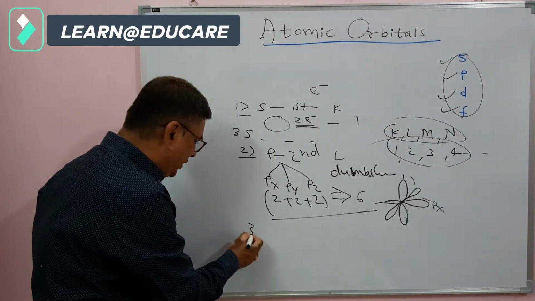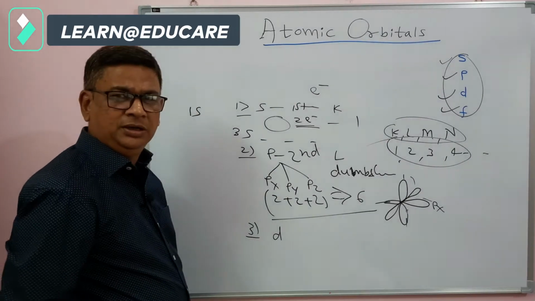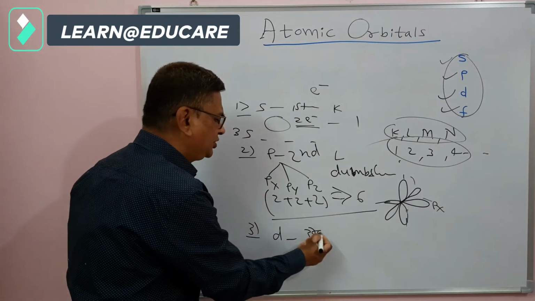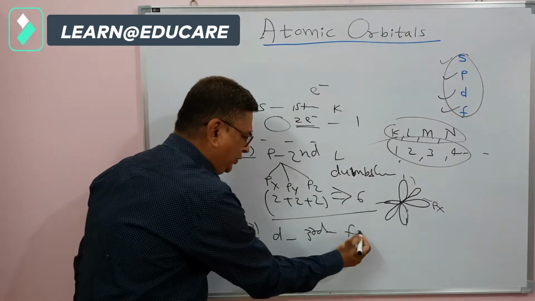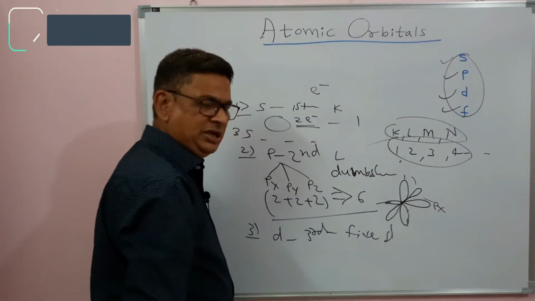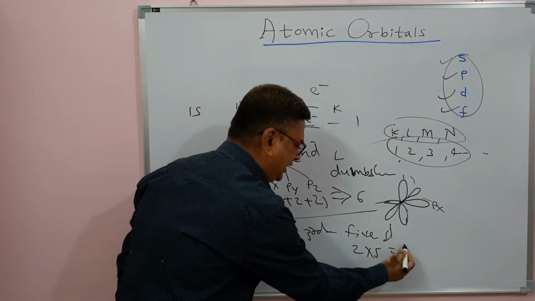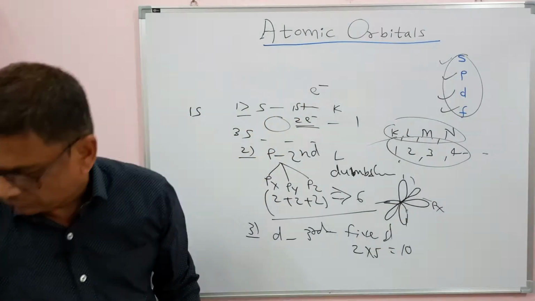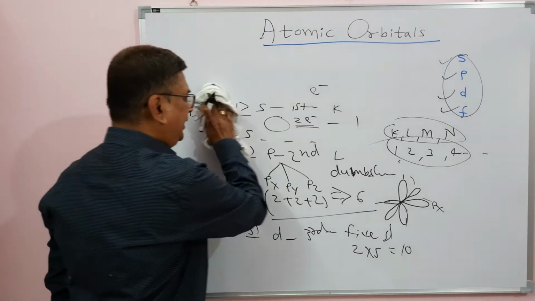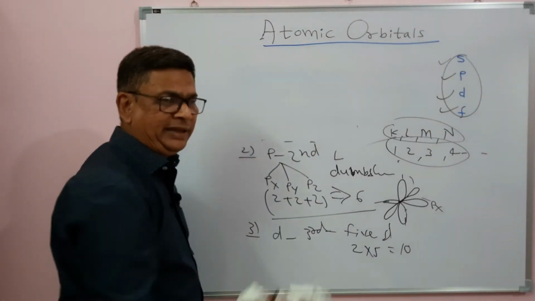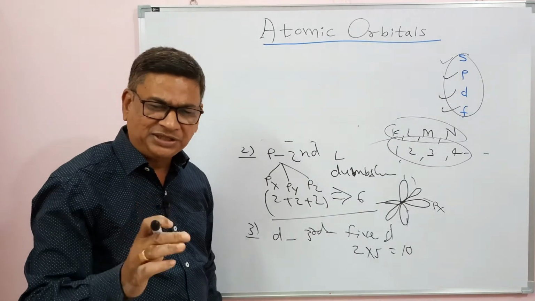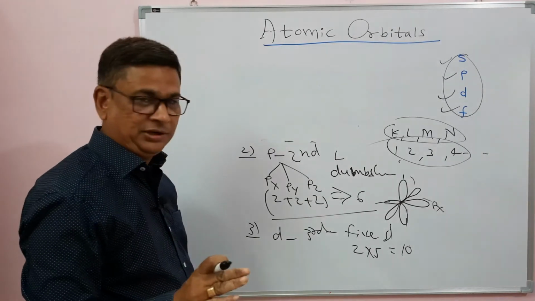Okay. Then third is D orbital. D orbital starts from the third shell. There are 5 types of D orbitals. Each has capacity 2 electrons. That means D orbital total capacity is 10 electrons. Remember, D orbitals are not as simple as S and P. They are of complicated shapes and they have complex nature.